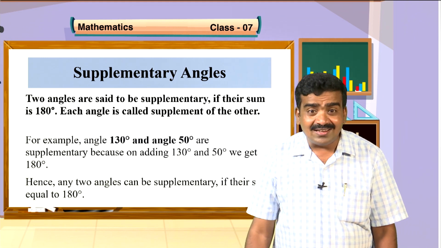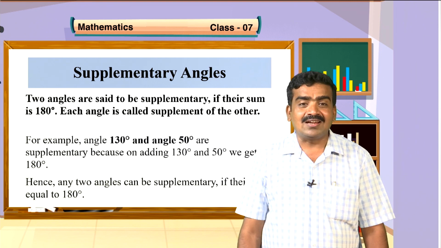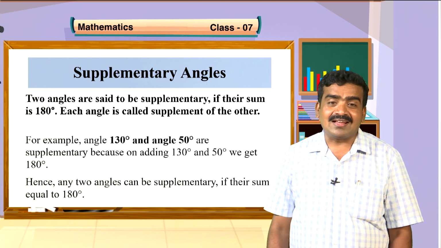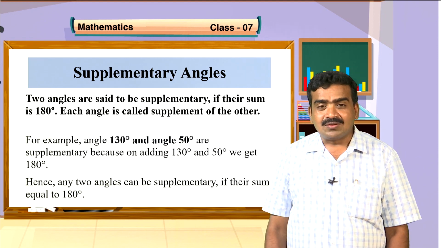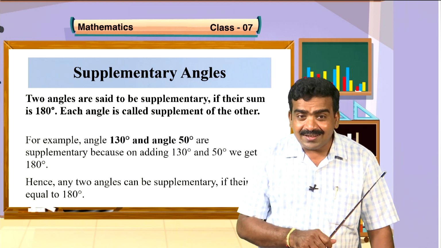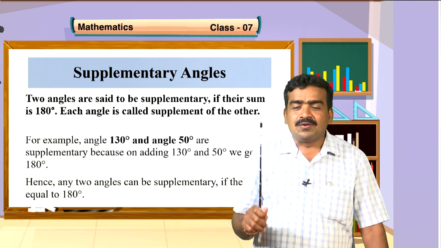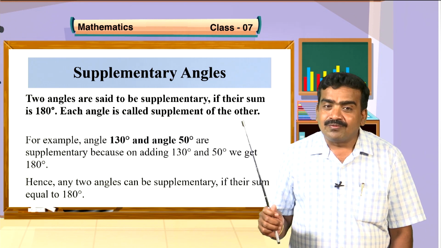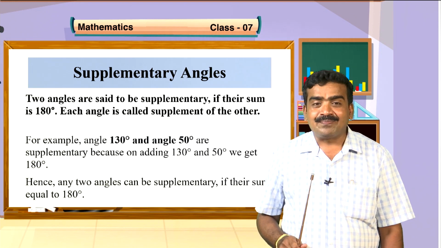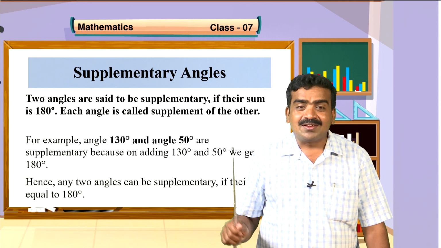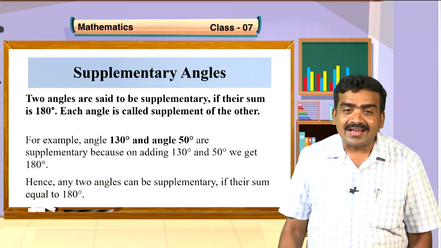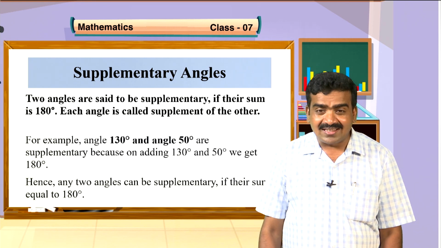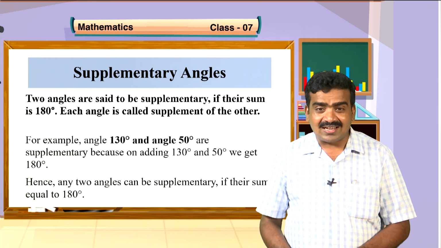What about 100 degrees? You are exactly correct. For 100 degrees, 80 degrees is the supplementary angle. Can you guess the supplementary angle for 1 degree? You are exactly correct. 179 degrees is the supplementary angle of 1 degree. Similarly, for 179 degrees, 1 degree is the supplementary angle. Is it understood, my dears? Shall we go on to the next concepts?